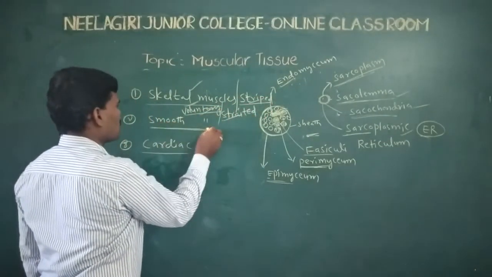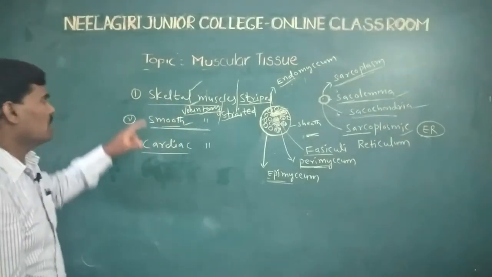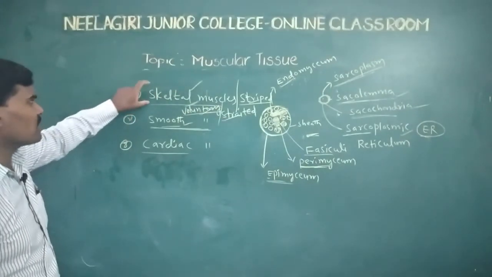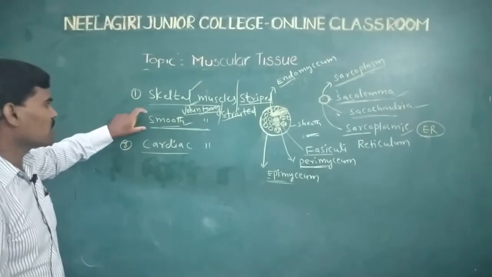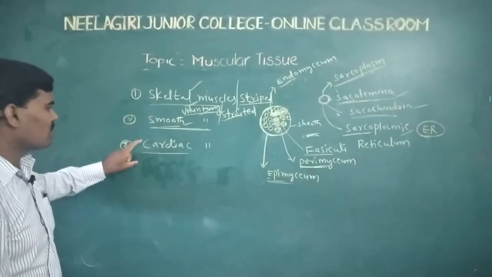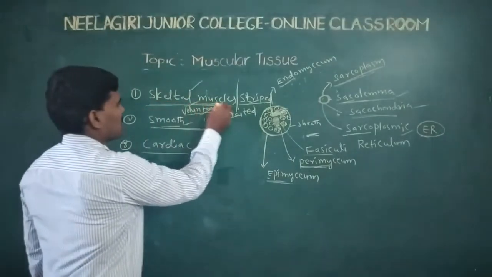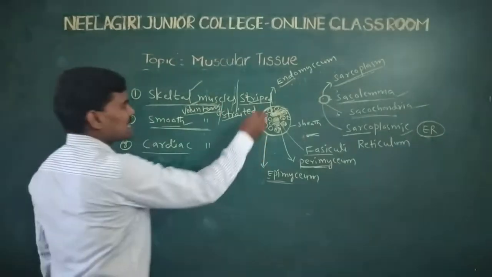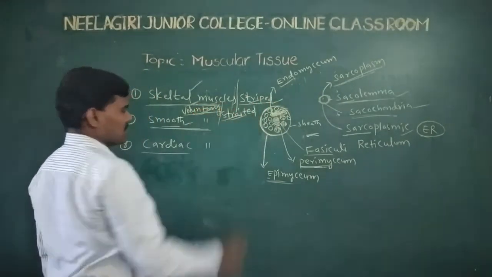The second one goes to smooth muscles. So there are three total types of muscles. First one goes to skeletal muscles, second one goes to smooth muscles, third one goes to cardiac muscles. The first one is the skeletal muscles. The skeletal muscles' other names: striped muscles, striated muscles and voluntary muscles.